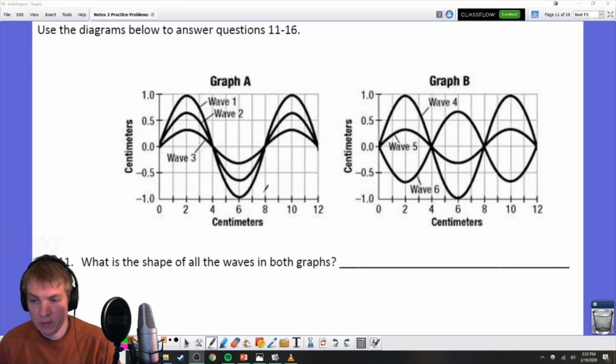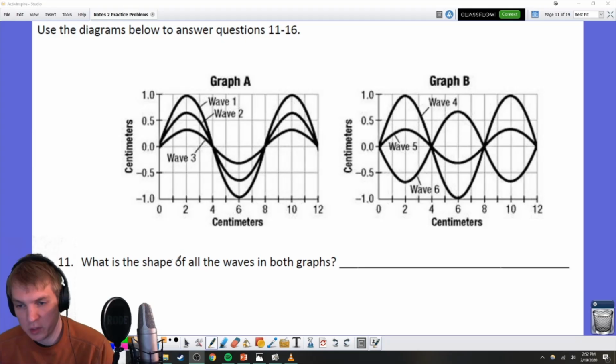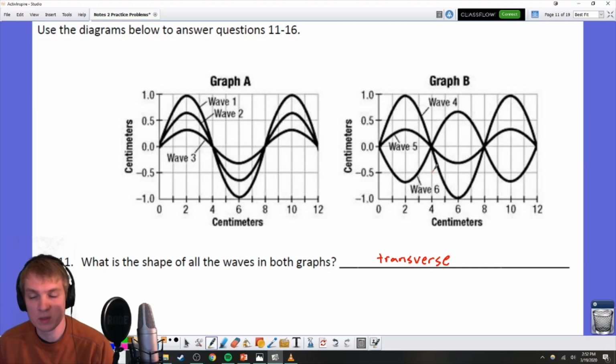Practice problem number 11 is actually a pretty easy one. It says, what is the shape of all of the waves in both graphs? Well, if you recall from notes 1 in this unit, we covered the different shapes of the waves. We have transverse, longitudinal, and surface wave. And the one that goes up and down like that is known as a transverse wave. So all of these waves here, the 3 in this graph and the 3 in this graph, every single one of them is a transverse wave.